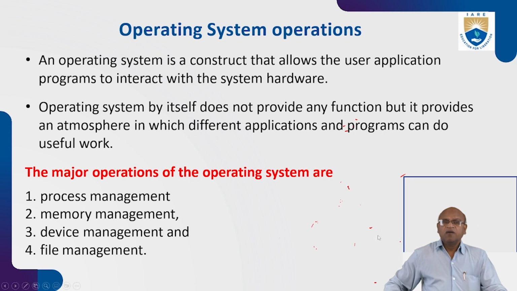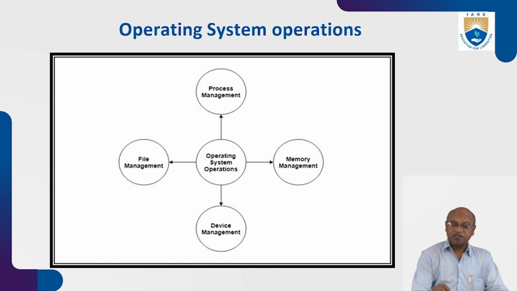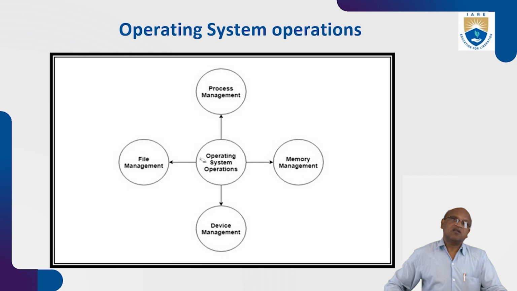Next, we will see the operations we discussed now, everything in a single diagram. That is your operating system and what jobs it does, what operations it will perform. One is process management, which I already explained, then memory management, your device management and your file management. These are the main operations of the OS, what the user wants from the OS.